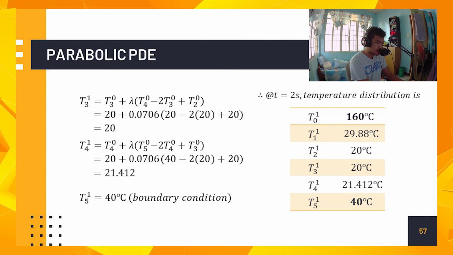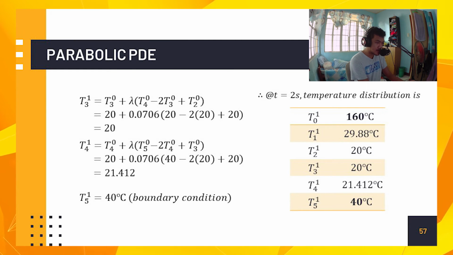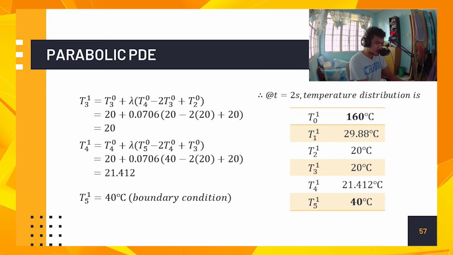For T sub 4 raised to 1, that will be equal to T sub 4 raised to 0 plus lambda times the quantity of T sub 5 raised to 0 minus 2 T sub 4 raised to 0 plus T sub 3 raised to 0. By substituting, we have 20 plus 0.0706 times the quantity of 40 minus 2 times 20 plus 20. That will give 21.412. For T sub 5 raised to 1, we have 40 degrees Celsius, which is the boundary condition.